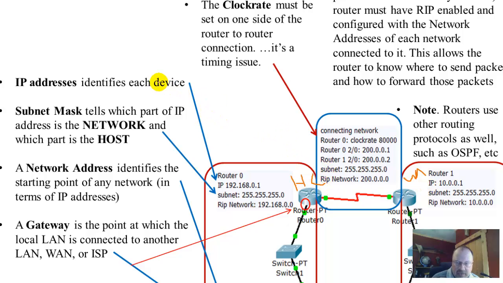Now, what we see here, though, is the gateway. What we're talking about is the gateway. So this particular point is a gateway. A gateway is the point at which a local area network is connected to another LAN, WAN, or ISP. So this is that point when you're configuring your routers that is considered a gateway. So everything on this side has to go through this point to get out. Also, this is your gateway at this point. Everything on this side of the network has to go through here to get out.